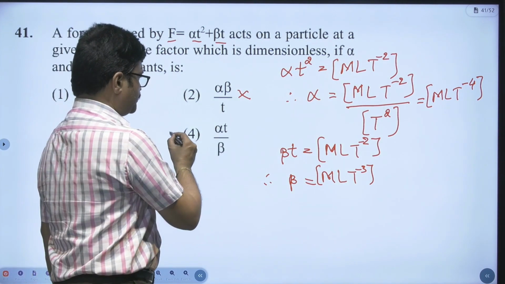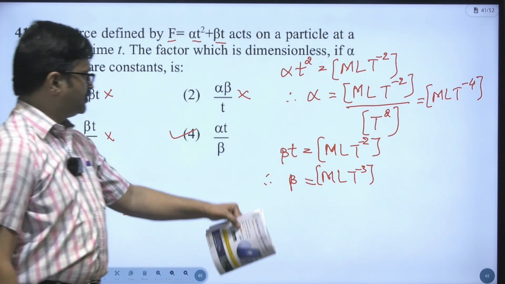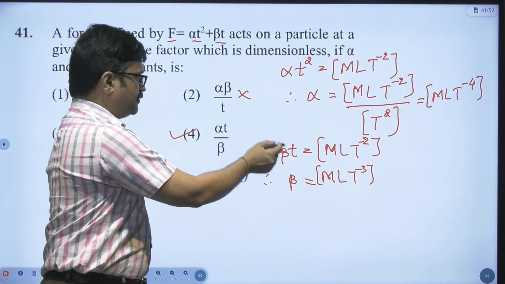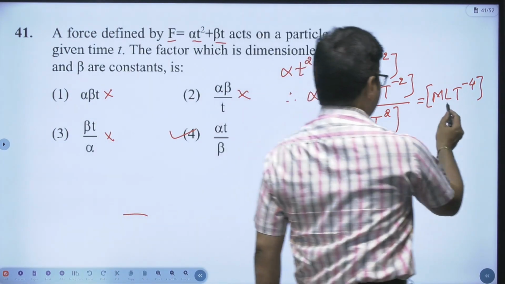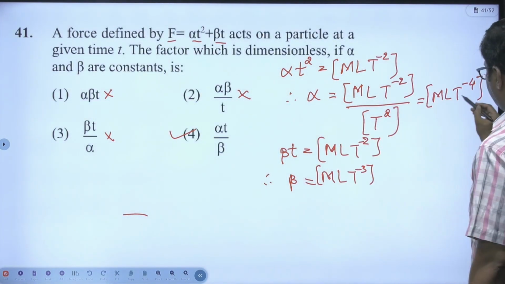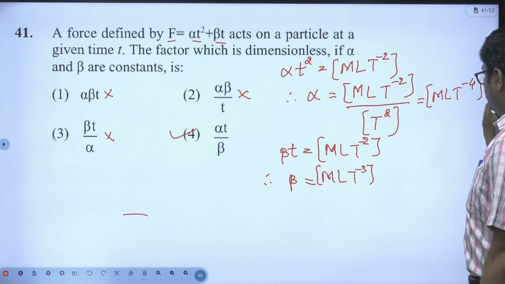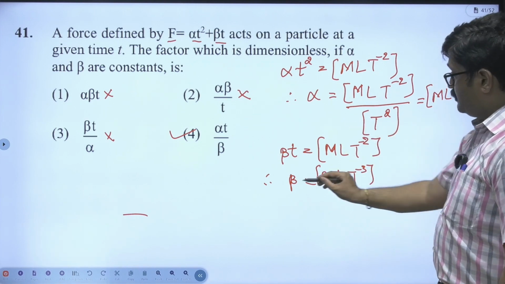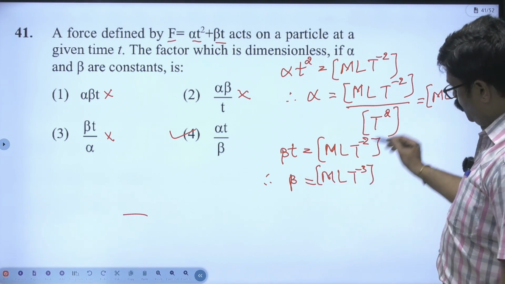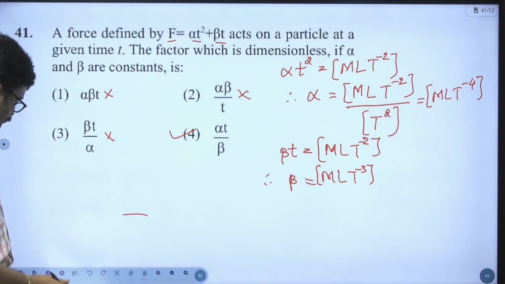So hence I'll just consider option 4, because if you just multiply alpha with time, then you will get MLT raised to minus 4 into T raised to 1. That will become T raised to minus 3. Then divided by beta, the whole thing will become dimensionless. So definitely option 4 happens to be the right choice here.